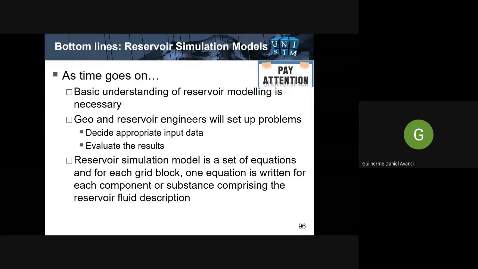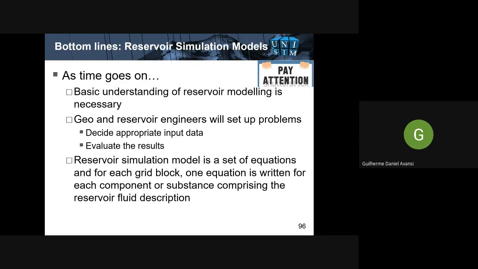And also, as time goes on, we need to have a basic understanding about reservoir modeling, because it's necessary. You may have a reservoir simulation model ready, but if you don't understand the main principles that were used to build it, you can have a problem understanding a certain type of flow, a certain type of behavior that is happening and you cannot understand. So it's good to have a basic understanding about reservoir modeling, about the geo model that you have, etc.